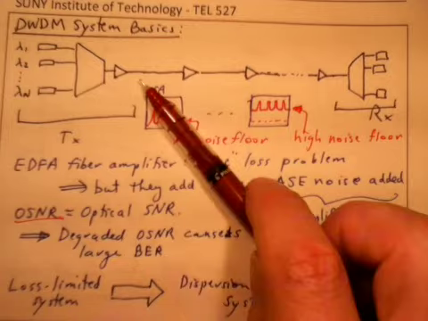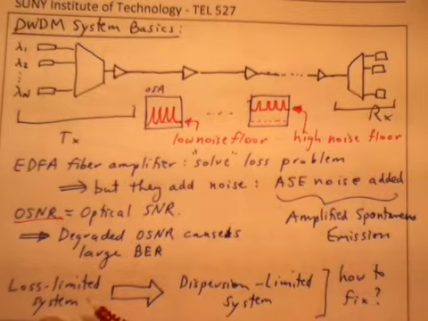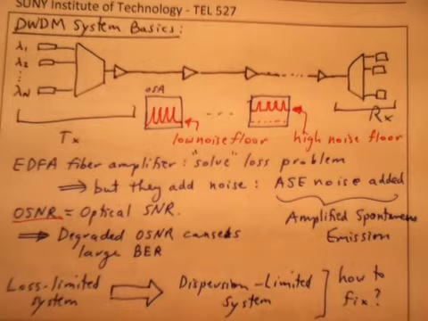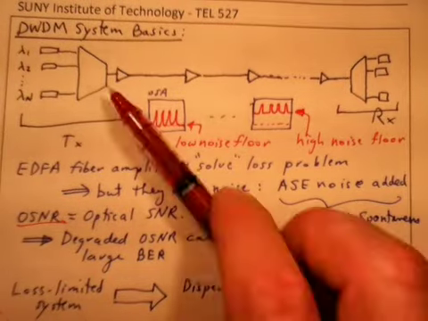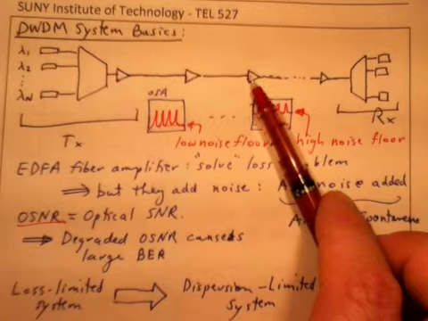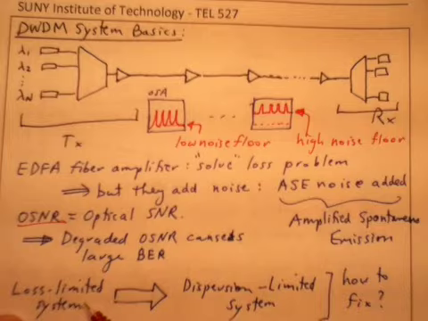We're now generally getting to a situation where we previously had a loss limited system, and now we're getting to the point where we have a dispersion limited system. Okay, so we know there are these two big things which limit the span of our fiber optic links, and those two are noise and dispersion. And the presence of EDFAs or any optical amplifiers in this system takes us from loss limited to dispersion limited. Well, how do we fix that?